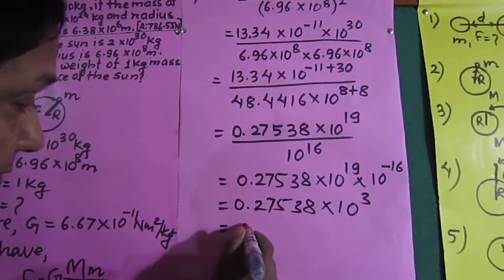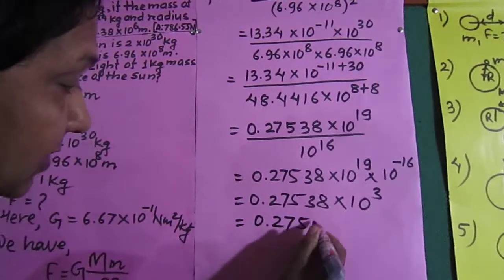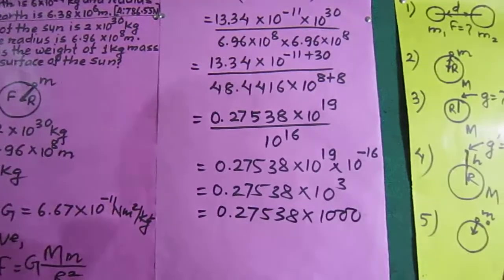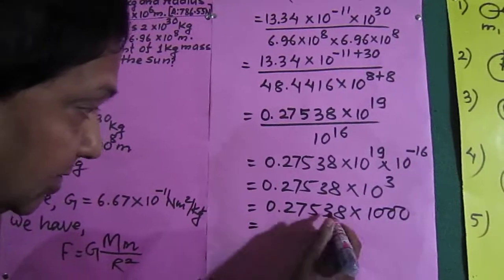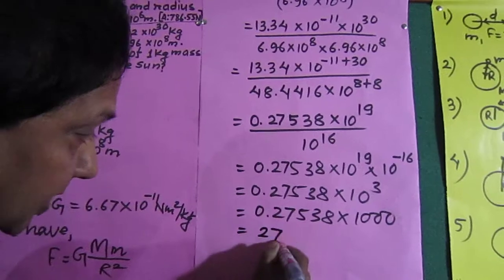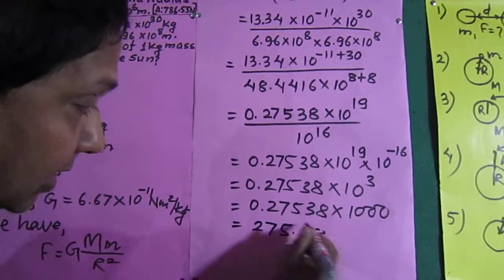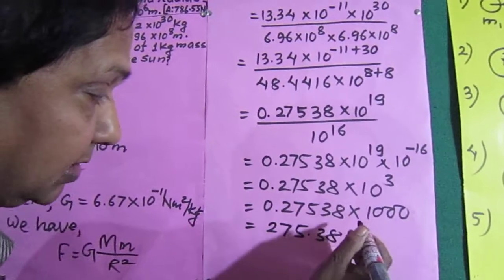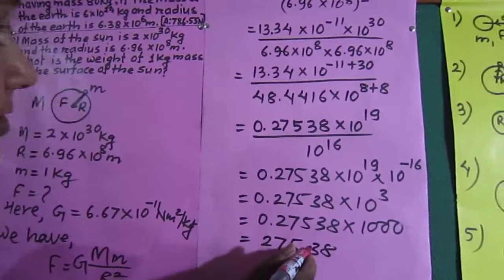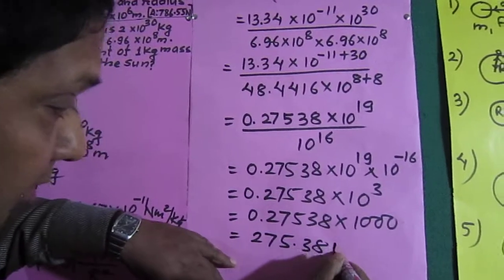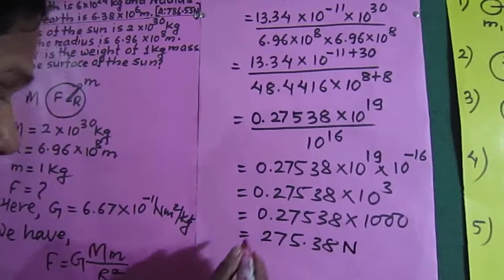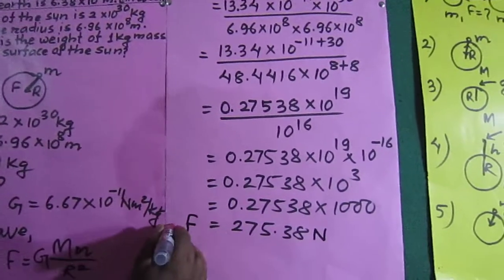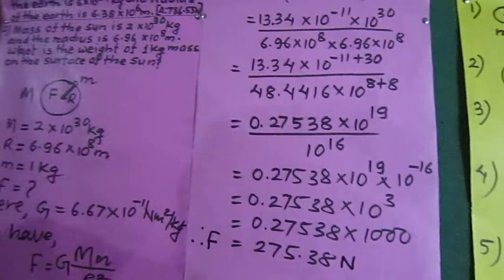And this is equal to 0.27538 into 10 to the power 3, which means 1000. Now when we multiply this with 1000, 3 zeros shift the point 3 digits to the right-hand side. That's why 275.38. Since it is force, its unit is Newton. It means 1 kg mass weighs how much? 275.38 Newton on the surface of the sun.